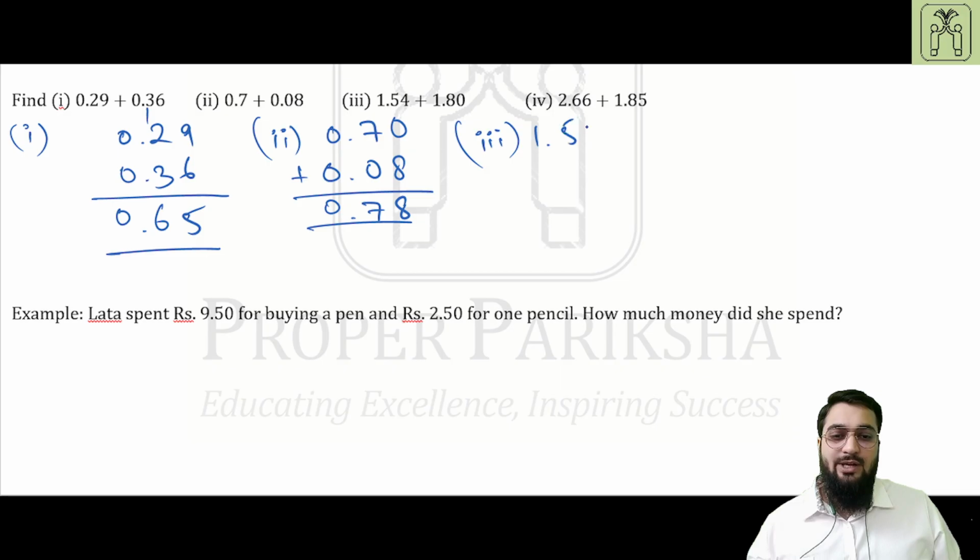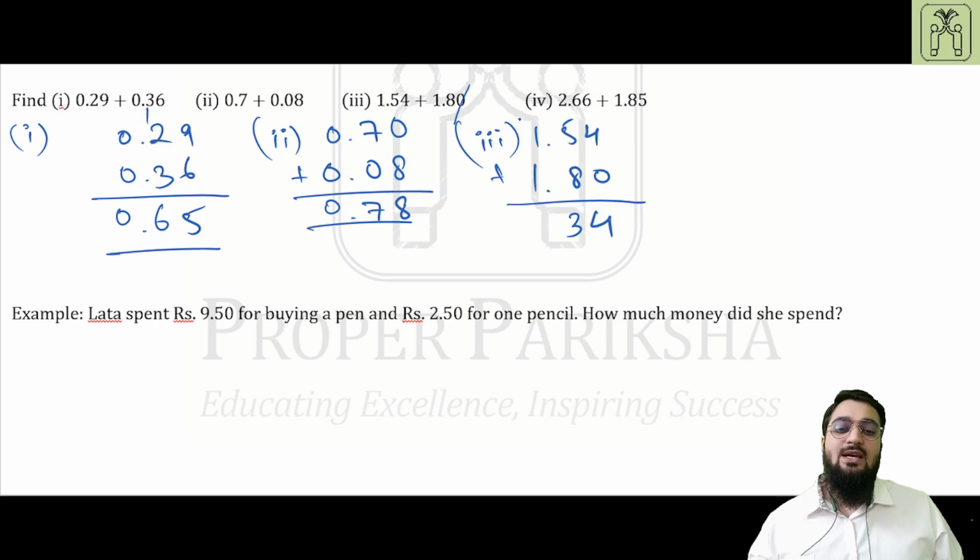1.54 and 1.80, and decimal points should be aligned. If 1.80 was written as 1.8, we would just have written 1.8 and a 0 would have been added. After that, we'll just add it. 4 and 8, plus 5 is 13, and then 1 carried over. 1 plus 1, 2 plus 1, 3, that is 3.34. The process of adding the digits is the same as we add natural numbers and whole numbers. The only thing is that the decimal point will be aligned with each other, and the answer will have a decimal point aligned with that.